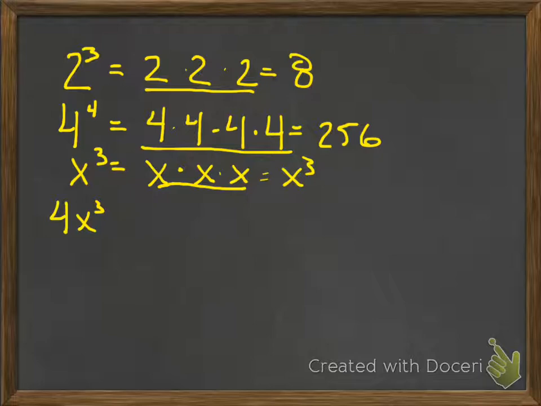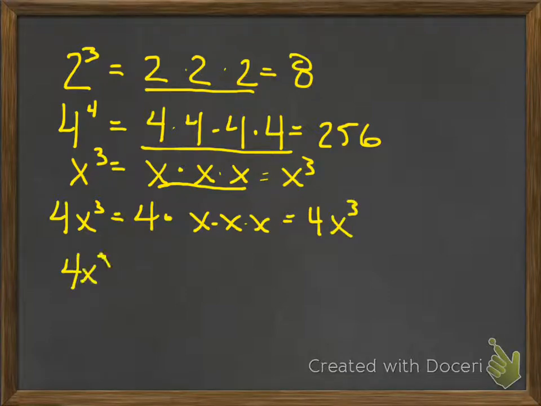Alright, notice here now, the next one says 4x to the third power. The 3 affects only the x. So when I rewrite this in expanded form, it would become 4 times x times x times x, 3 x's. So you would still have 4x to the third power.